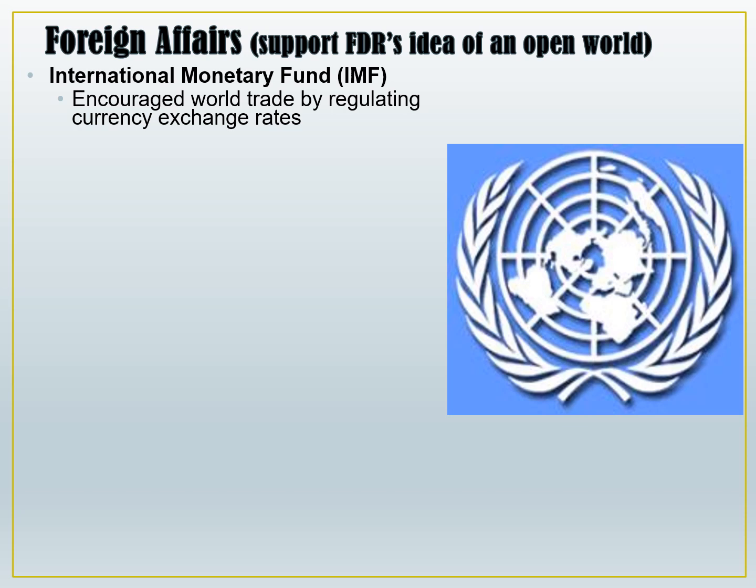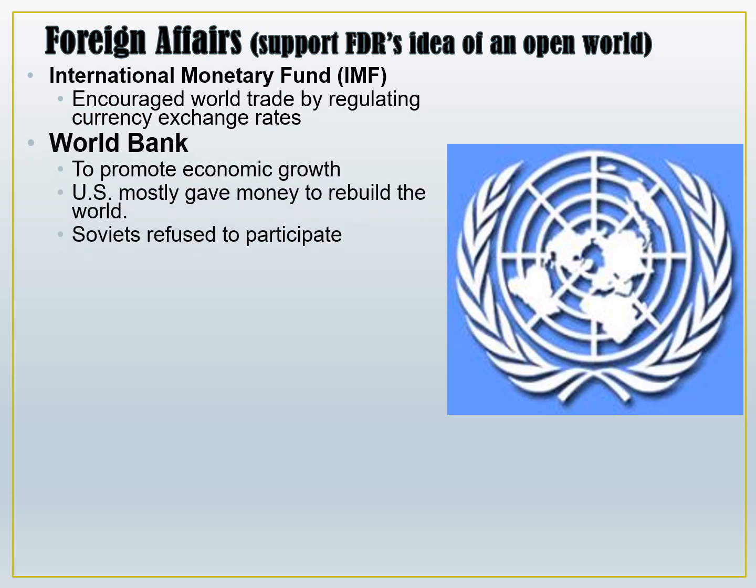One of the things that takes place, and again, this gets major support from FDR's idea of an open world, to try to piece the world together after the war, is the International Monetary Fund, the IMF. And these things still all exist here. They encourage world trade by regulating currency exchange rates, making it easier for places to trade all around the world. They also create a World Bank to try to promote economic growth. Of course, most of the money that went into it came from us. The Soviets refused to participate because they thought they would have to try to be more capitalistic versus communistic.